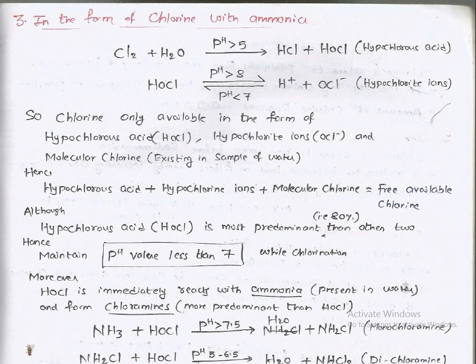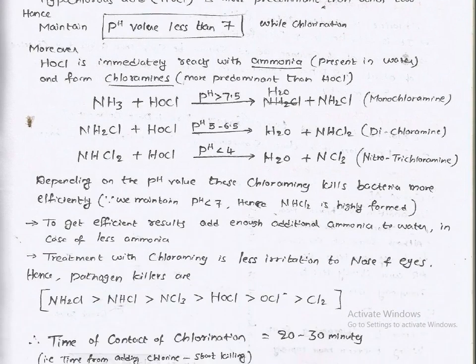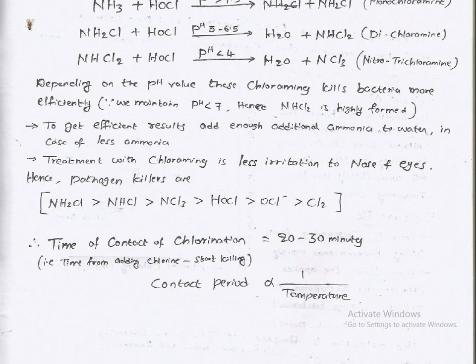NH2Cl plus HOCl, at pH 5 to 6.5, gives water and NHCl2, dichloramine. NHCl2 plus HOCl, at pH less than 4, gives water plus NCl3, nitrochloramine. Depending upon the pH value, these chloramines kill bacteria more efficiently. That is, we maintain pH less than 7, hence NHCl2 is highly formed.